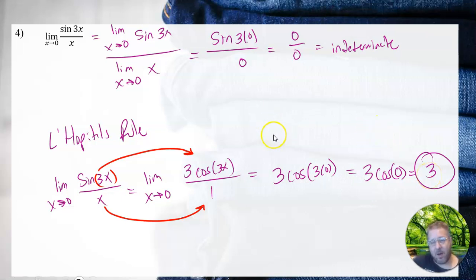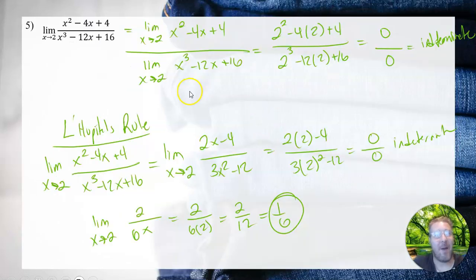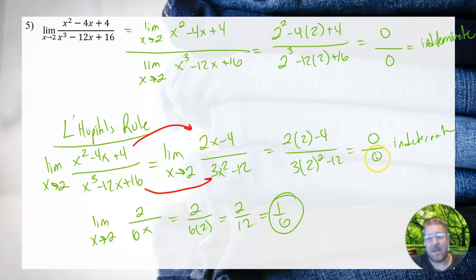Now, I got one more example for you, and I told you at the very beginning of this video that this could happen. In number 5, I figured out that it's an indeterminate solution. It hasn't changed at all. I've stated that I'm going to use L'Hopital's rule, and I have found the derivative of this, which is here, and the derivative of this, which is here. I then plugged in 2, and I still got 0 over 0.